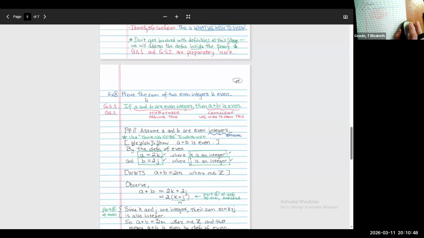So we're going to write it as an if-then. If a and b are even integers, then a plus b is even. See how easily that works when you get the trick of using the domain as your if part?